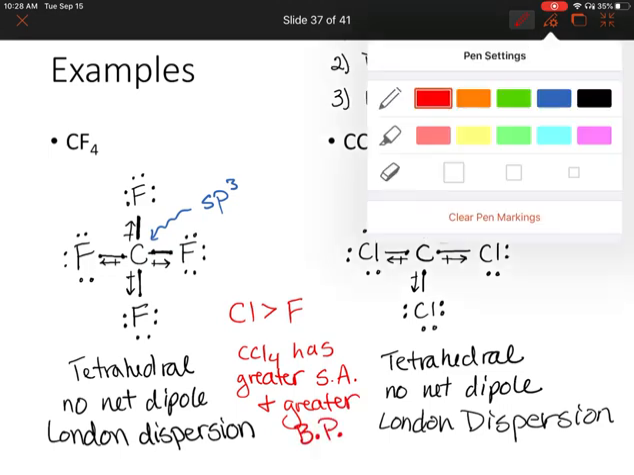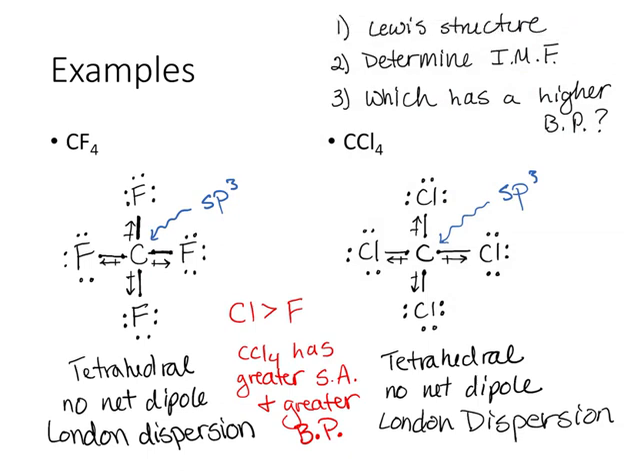All right, so let's actually write down the boiling points of each. The boiling point of CF4 is negative 128 degrees Celsius. And then the boiling point of CCl4 is 77 degrees Celsius. That is a huge difference, and it's all because chlorine is bigger than fluorine. So even though both molecules only experience London dispersion forces, which are pretty weak, that surface area has a huge effect on the boiling point.